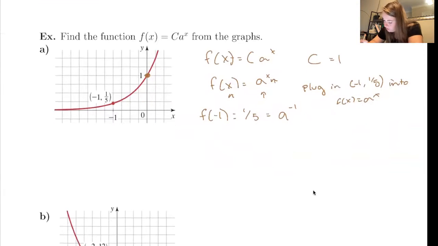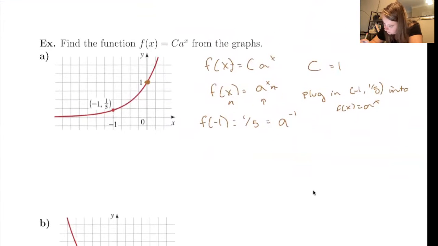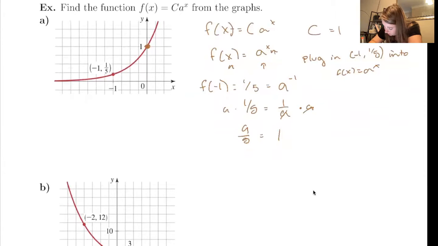There's lots of ways to do this. So you can think of this as 1/5 equals 1 over a. So I can multiply each side by a, so times a, times a. So I have a over 5 equals a times a gives me 1. 1 over a times a is just 1. And then I need to get a alone, so I multiply each side by 5. So a equals 5. So that would tell me that f of x equals 5 to the x.